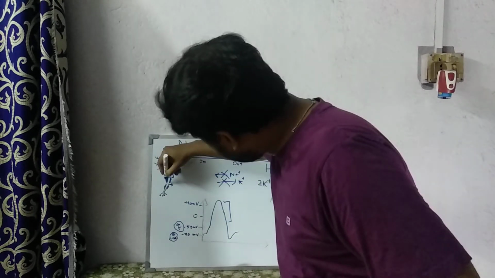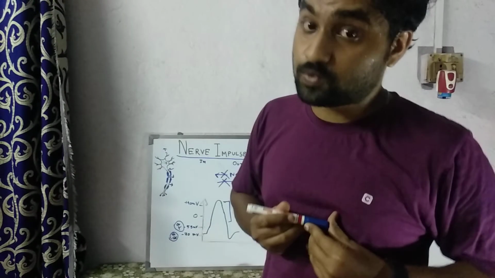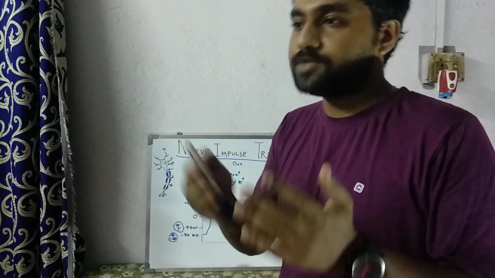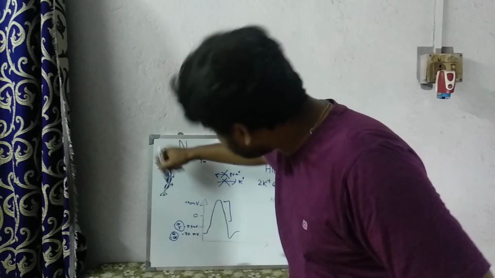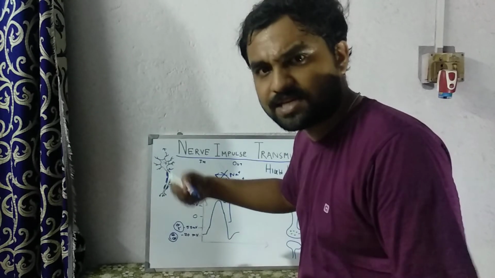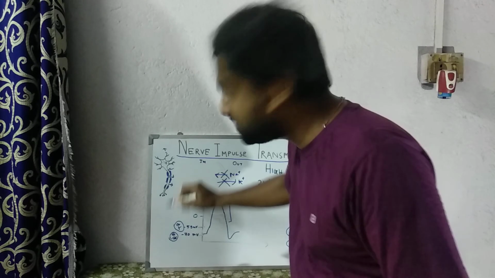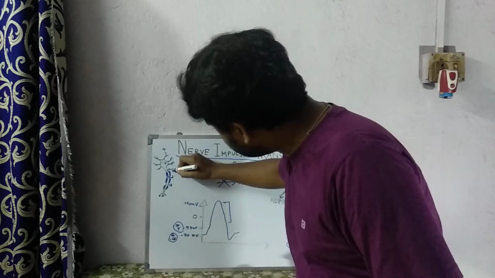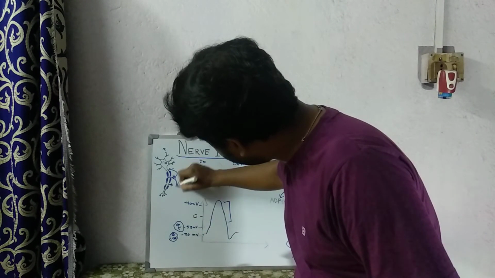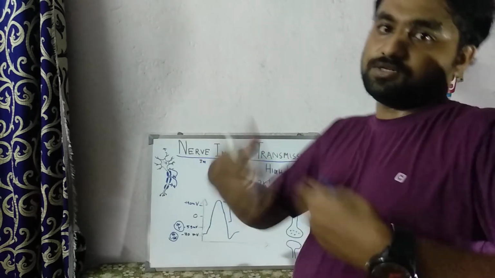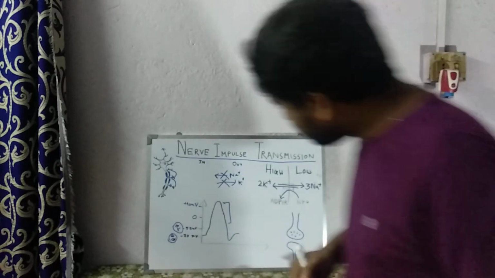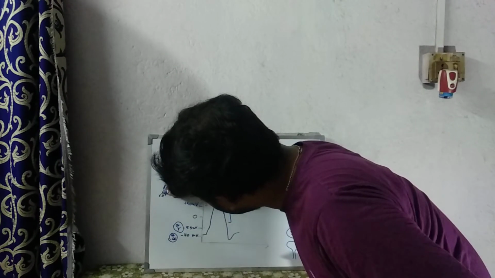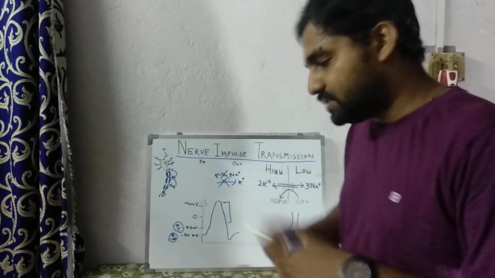Only at the nodes of Ranvier are the sodium and potassium channels, either the ligand gated or the voltage gated ion channels, exposed. So the sodium potassium exchange from inside the cell to outside the cell can happen only through these nodes. The positive charge actually jumps from one node to another node, speeding up the process. So when the positive charge reaches the axon terminal, what happens?